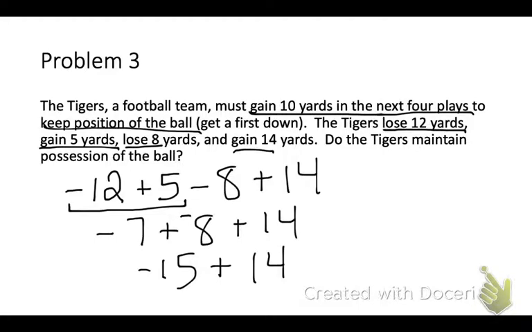Okay, then I'm going to add the two together, and if I have different signs, I subtract and keep the sign of the larger number. So 15 is the larger number, so it's negative. Okay, and then -15 plus 14 would mean I'm going to subtract them, and I would get -1. So the Tigers do not maintain possession of the ball because they really lose 1 yard instead of gaining the 10 that they need.